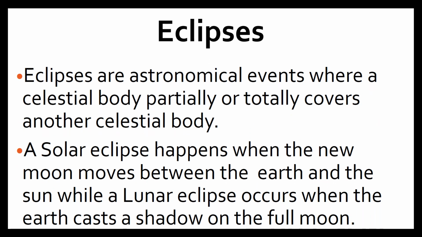Students, eclipses are astronomical events where a celestial body partially or totally covers another celestial body. A solar eclipse happens when the new moon moves between the earth and the sun, while a lunar eclipse occurs when the earth casts a shadow on the full moon.